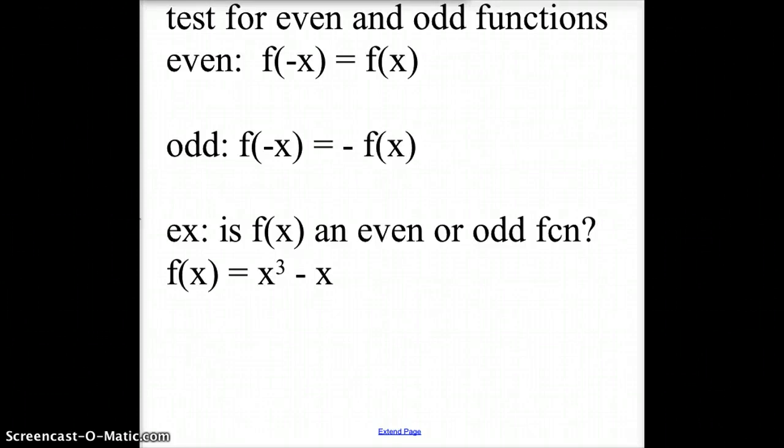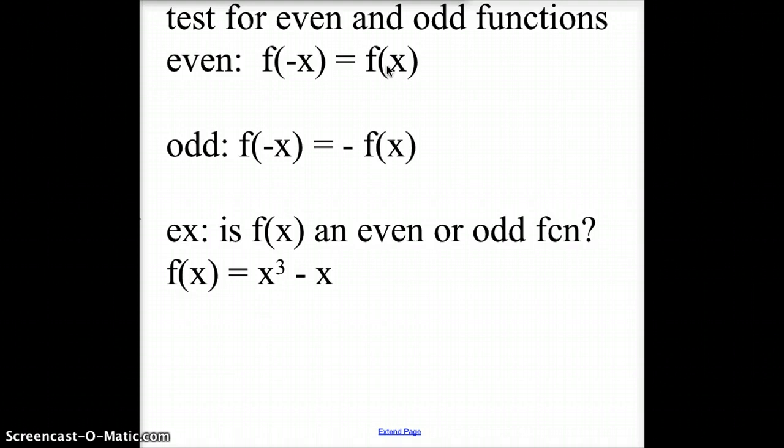And here's the last part of preparation 3, the test for even and odd functions. If you want to find out if a function is even or odd, you plug negative x in, wherever there's an x, and simplify it. If when you simplify it, you end up with a function that looks exactly like the original, then you know the function was even.